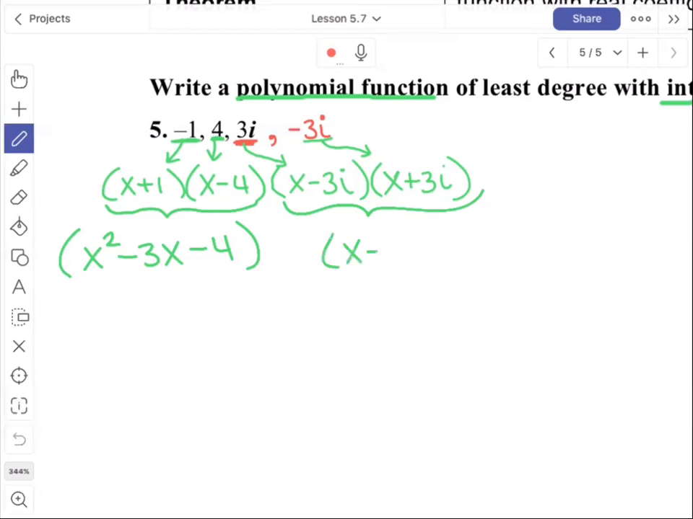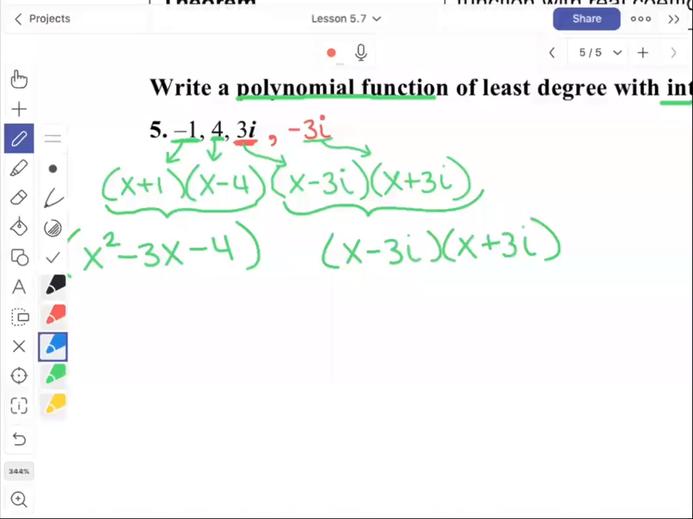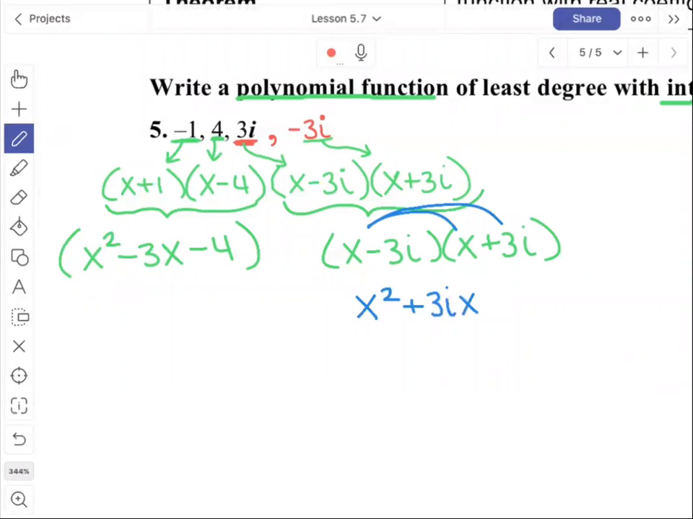So x minus 3i times x plus 3i, let's FOIL. And I get x times x, which is x squared. X times 3i gets me 3ix. Minus 3i times x gets me minus 3ix. And this last one, negative 3i times positive 3i, gets me negative 9i squared.